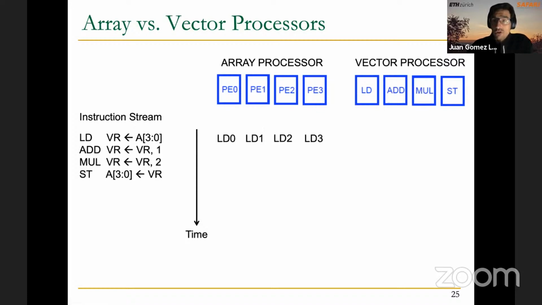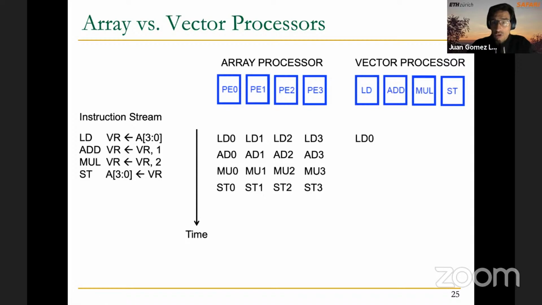Well, in the array processor, because the 4 processing elements can operate the same way, we can perform the 4 loads in parallel. So they are exactly the same load, exactly the same operation at the same time. And then we would execute the addition, then the multiplication, and then the store operation.